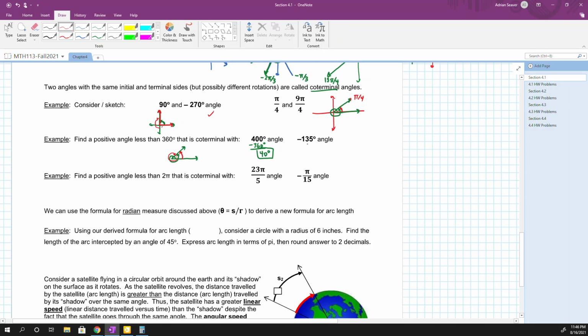So if I have a negative 135 degrees, I want it to be positive, so I'm going to add 360 degrees to it. To do that, 10 minus 5 would be 5, 5 minus 3 would be 2, and 3 minus 1 would be 2. So 225 degrees if I subtract 135 from 360.